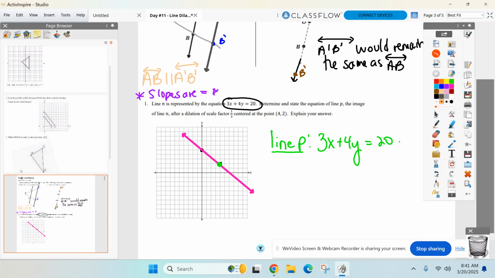What point did we dilate around? What was my center of dilation? Don't make this difficult on me. 4,2, which is the center, right? And where'd 4,2 land? On the line. Okay, the center is on the line. That's all I need. The center of dilation is on the line, is on line N, we should say, on line N.